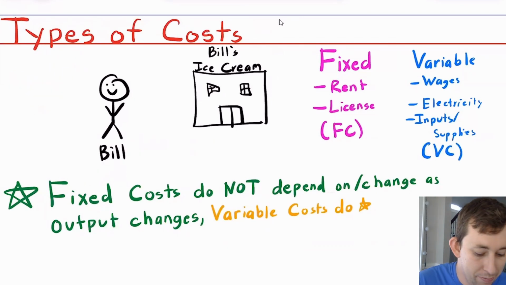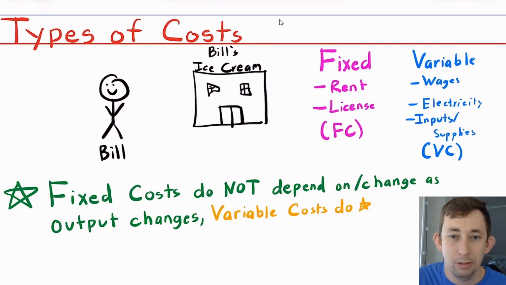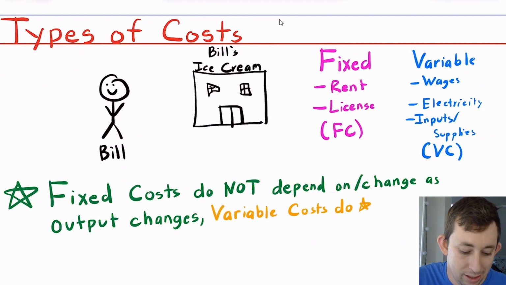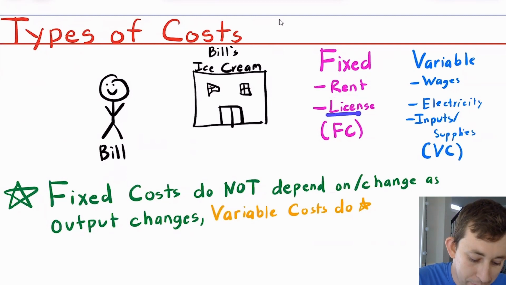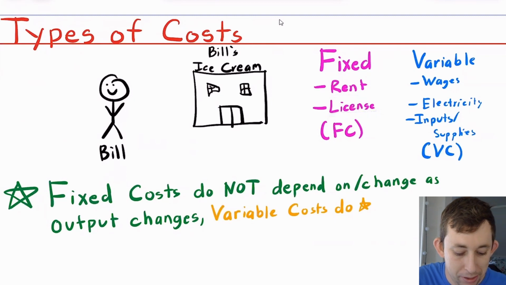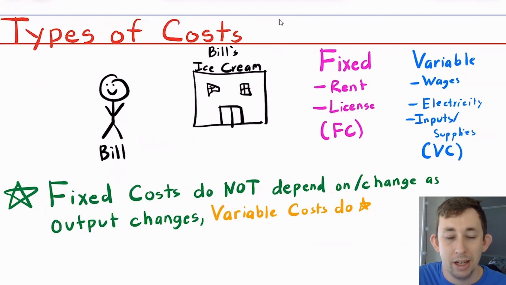He can have the same fixed cost, so what is that? Well, something like rent. Bill probably doesn't own the building, probably rents the building from a landlord. And whether or not Bill is in there making ice cream cones or not, Bill's got to pay that rent every month because he has the building. Maybe he's in a small town that requires a business license. Every year, Bill's got to pay a certain amount of money to City Hall for that business license.